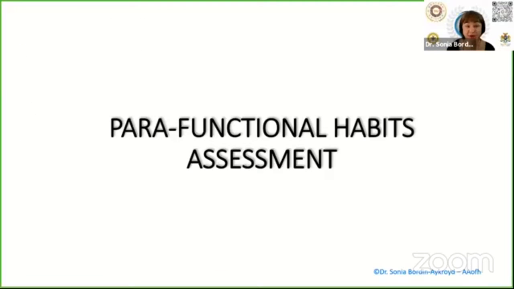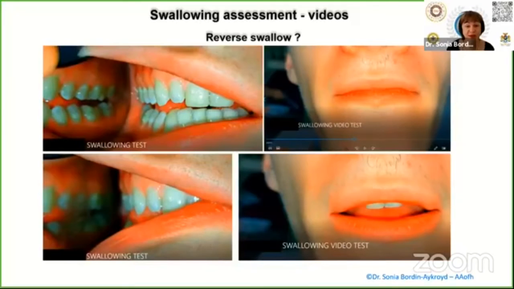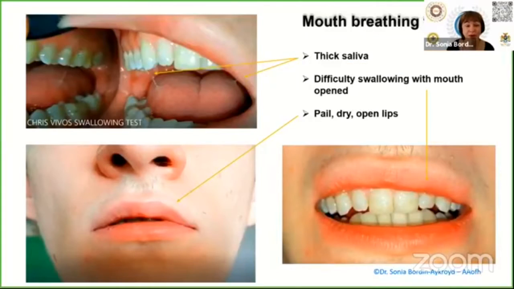We assess for parafunctional habits. We look for signs of atypical swallow. We also check for mouth breathing. If the patients have a reverse swallow or mouth breathing, we must reestablish proper function and need to start to think about myofunctional therapy.